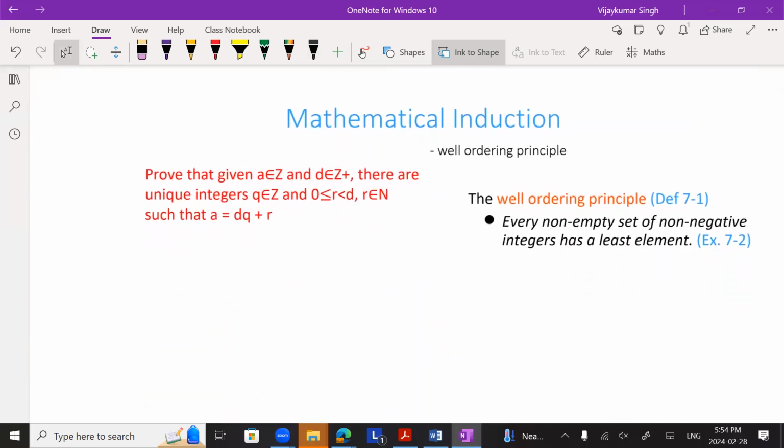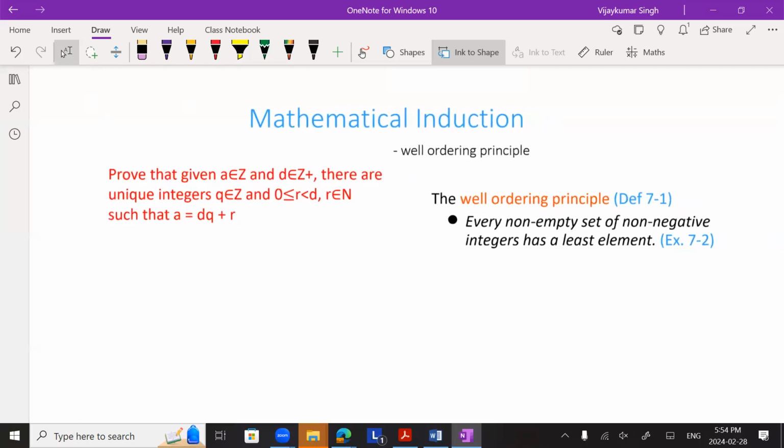Before we look at mathematical induction, we want to talk about something called the well ordering principle. What is the idea behind the well ordering principle? It says the following: every non-empty subset of non-negative integers has a least element. That means, take any subset of non-negative integers, say 1, 3, 5, 9, 22, 1000.